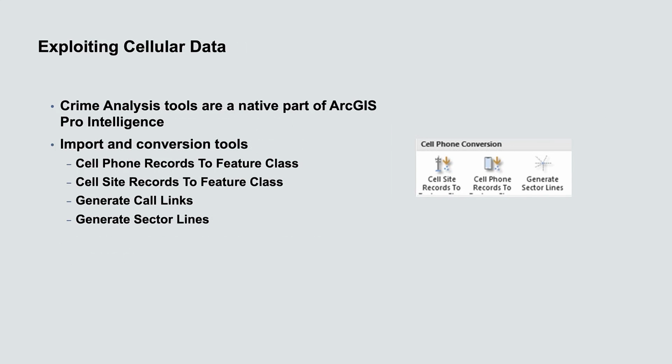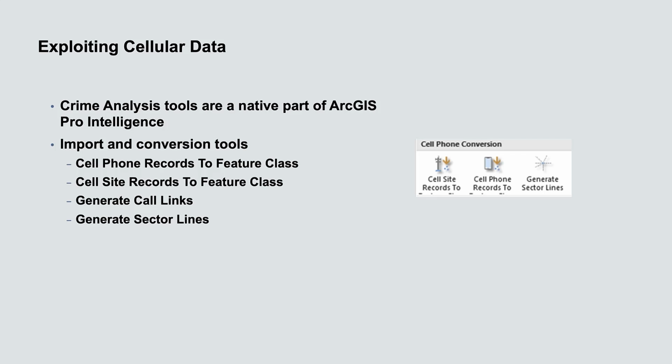And then finally, we'll talk a little bit about exploiting cellular data. The big provider of the cellular analysis tools is our crime analysis and safety tools, which is a native part of ArcGIS Pro Intelligence. And we actually have a couple of important conversion tools that exist out there. We can see those there. Really, what these tools do is help us import, analyze, and find those necessary patterns that exist inside those cellular data records, and helps us get to a point where we can find the necessary piece of information that really helps tie an investigation together.